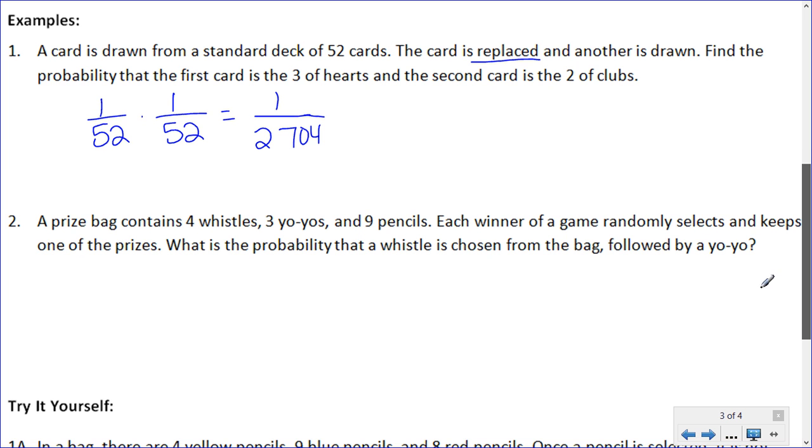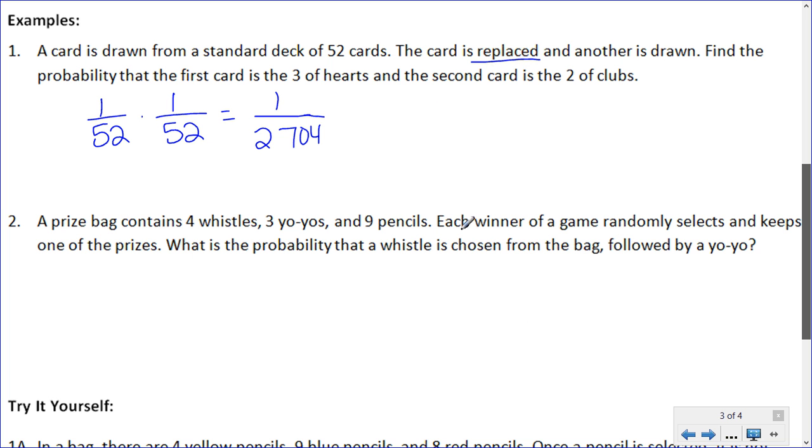Example number 2 says a prize bag contains 4 whistles, 3 yo-yos, and 9 pencils. Each winner of a game randomly selects and keeps one of the prizes. What is the probability that a whistle is chosen from the bag followed by a yo-yo? Okay, so we don't specifically see any sort of word that says replaced or anything like that, like in the first one.